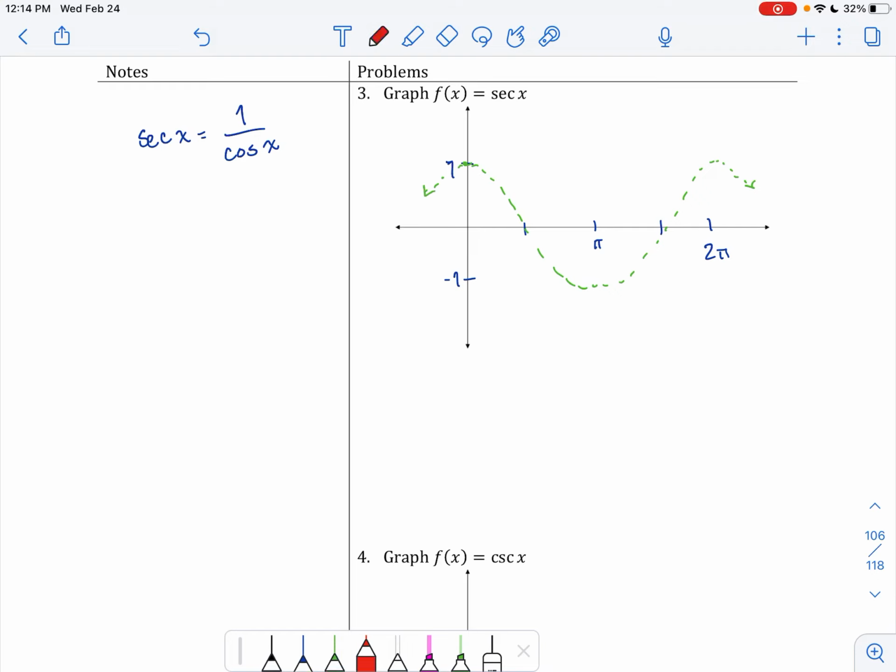So whenever it's 0, this is where I'm marking in my asymptotes, right? Because that's where the denominator equals 0, at pi over 2 and at 3 pi over 2. So those are our asymptotes. The other points that are always going to be the same are here. So just like you would if you were graphing cosine, you're starting the same way. You're just drawing in those asymptotes, and it's the reciprocal.